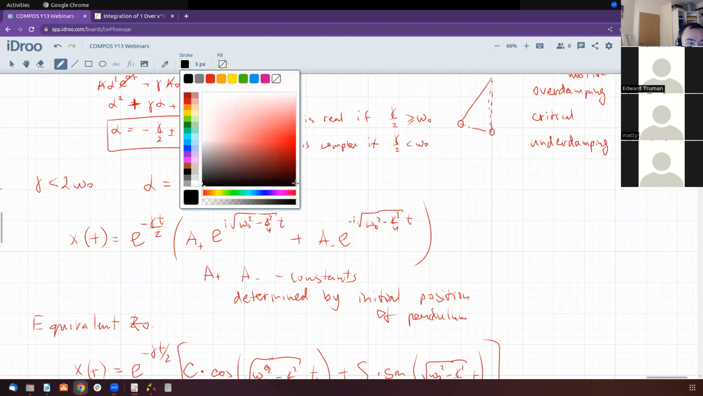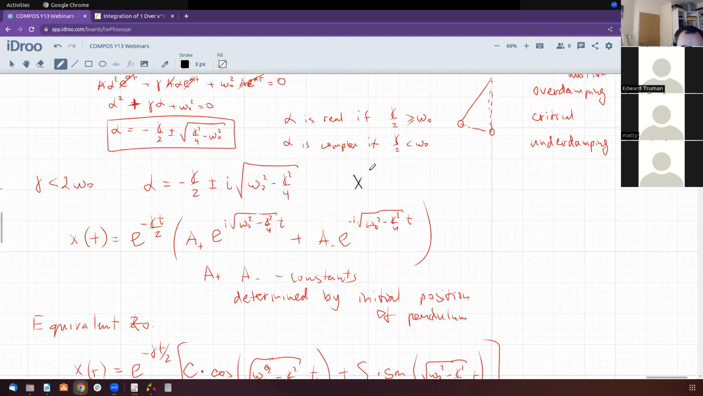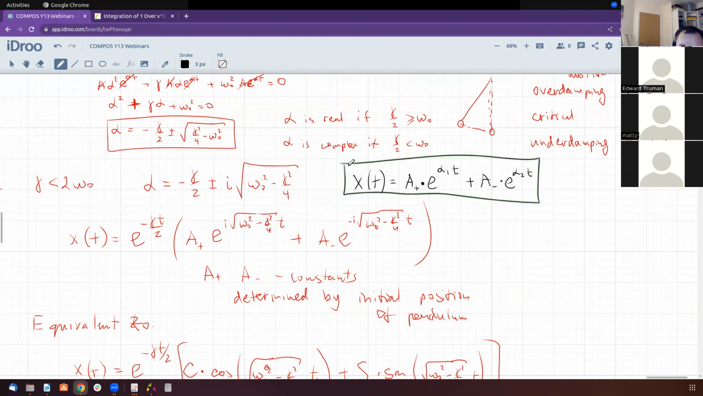Thank you. Well, we know that the solution x of t is equal to an arbitrary constant a plus multiplied by e to the power alpha 1 t plus a minus multiplied by e to the power alpha 2 t. That's the general form of the solution.